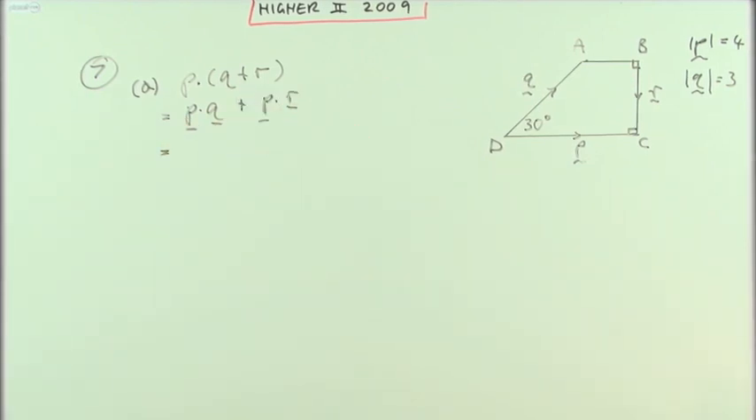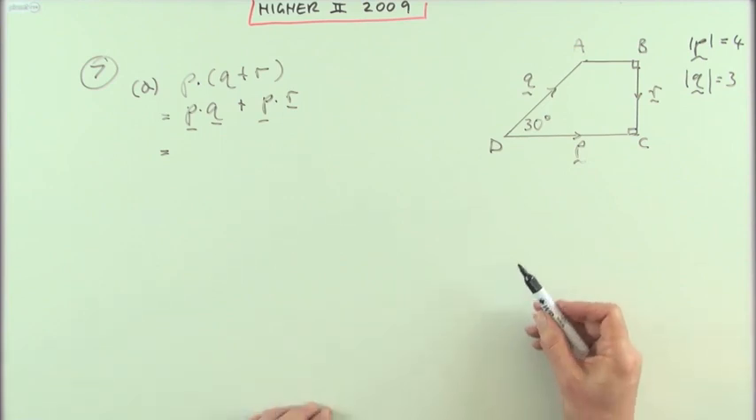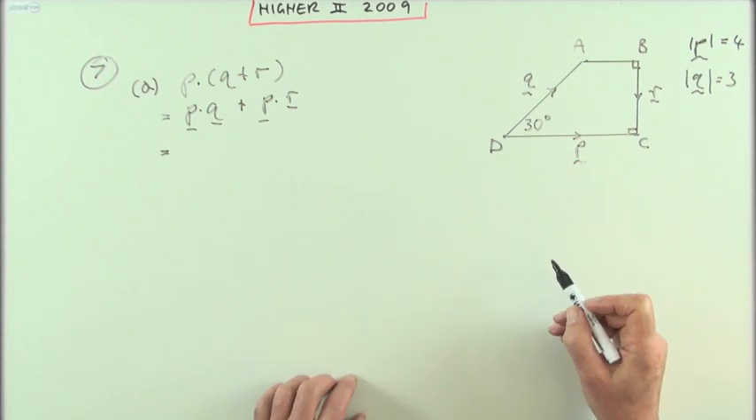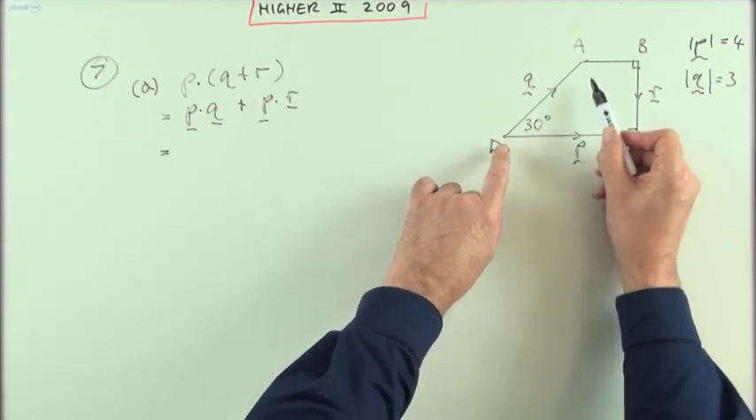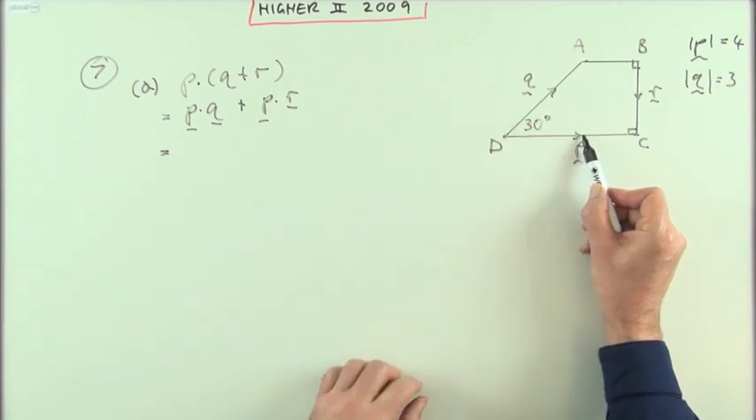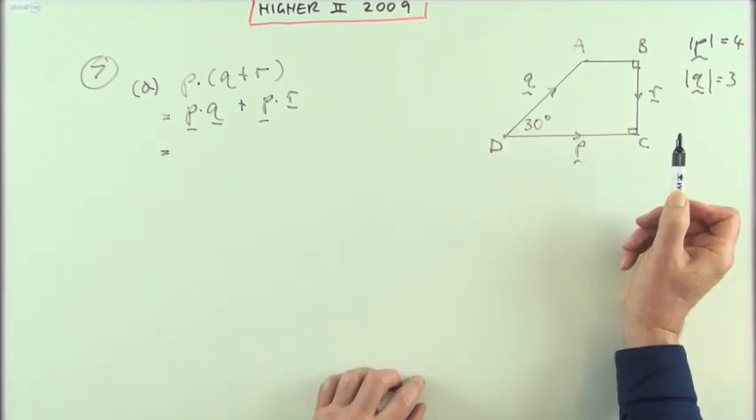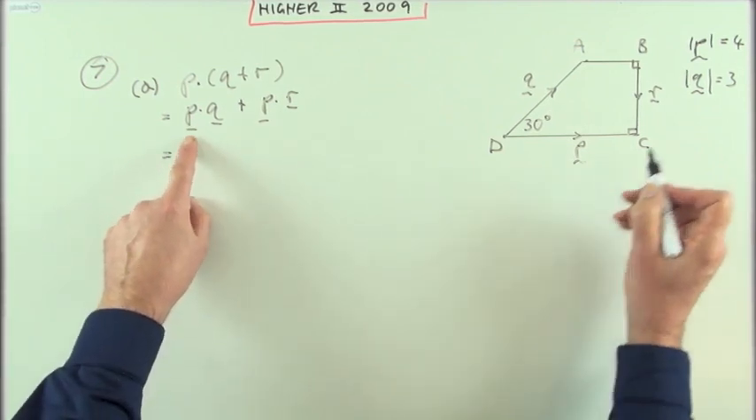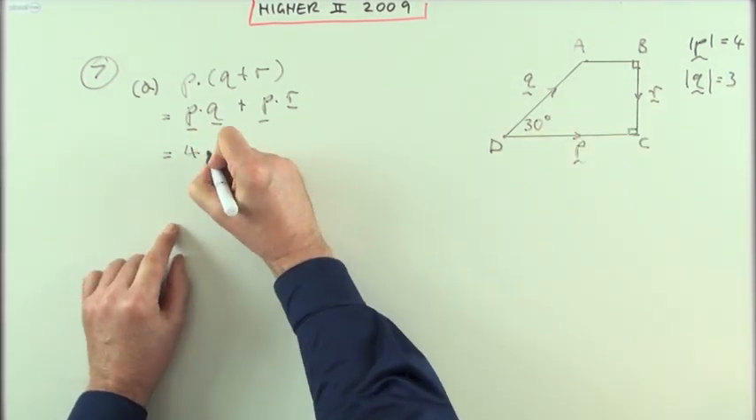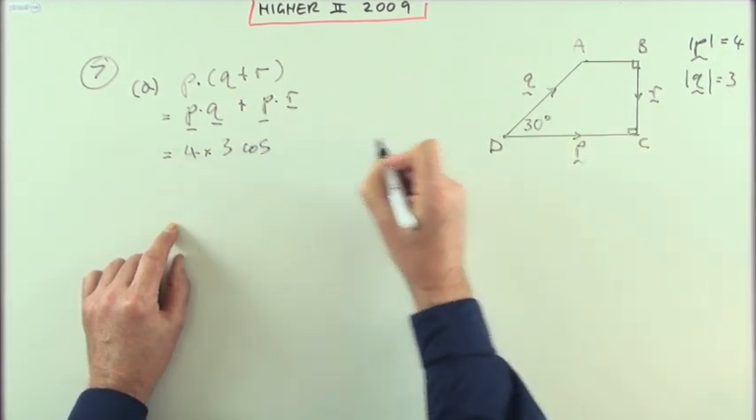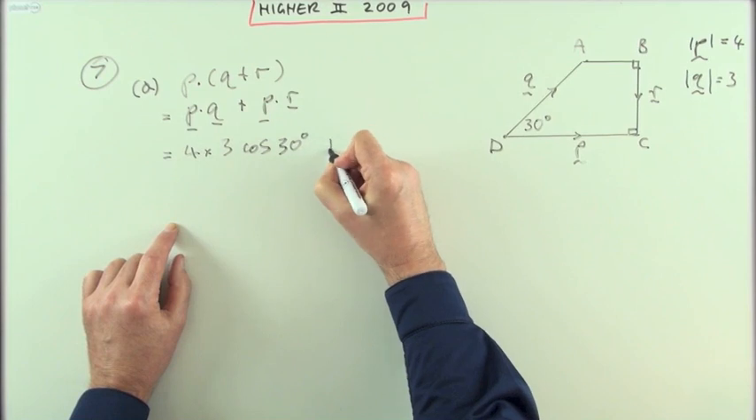Scalar product, the projection of one vector onto another. P dot Q means, as long as they're radiating from the same point, and we have to be careful about that, the length of Q that goes the same way as P times the length of P. The scalar product P dot Q then would be, well, the length of P is 4, the length of Q is 3, and the angle between them is 30.